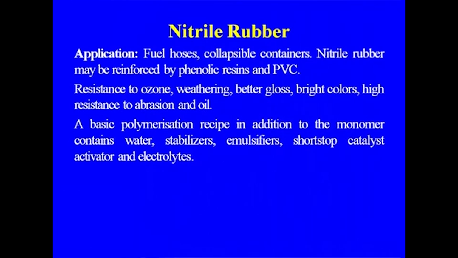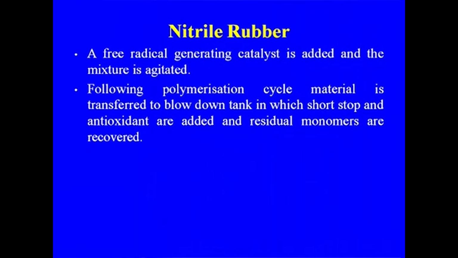A basic polymerization recipe, in addition to the monomer, contains water, stabilizer, emulsifier, salt, stop catalyst, activator and electrolytes. A free radical generating catalyst is added and the mixture is agitated. Following the polymerization cycle, material is transferred to the blow down tank in which the salt stop and the antioxidants are added, and residual monomer is recovered, which is again recycled to the reactor.